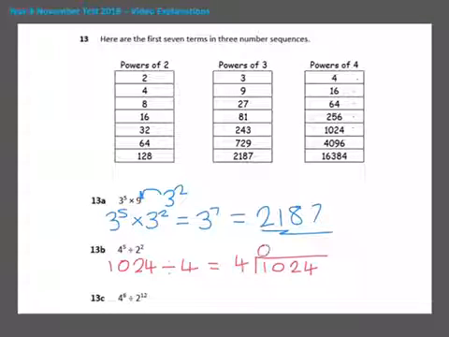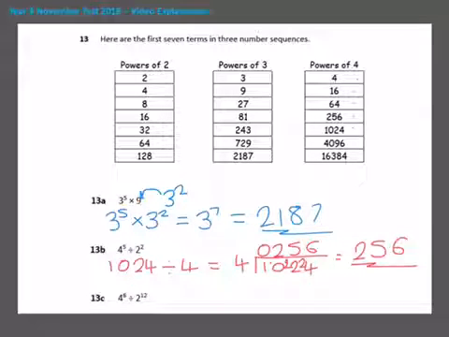4s didn't go into 1, so I carried that. 4s into 10 went twice, remained a 2. 4s into 22 went 5 times, remaining 2, and 4s into 24 went 6 times. So therefore my answer was 256.